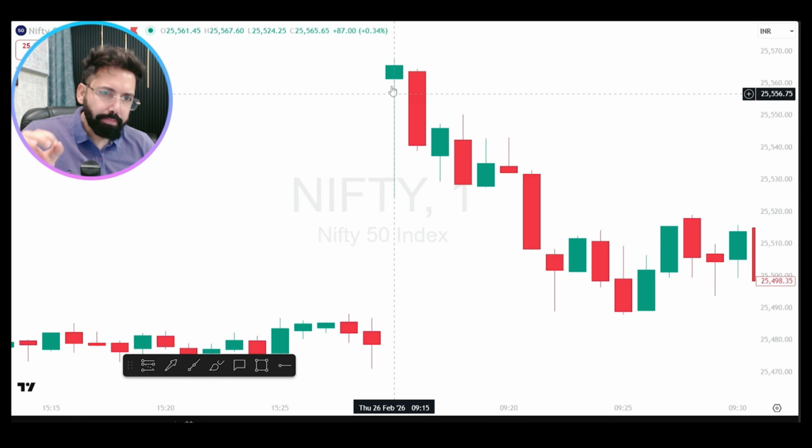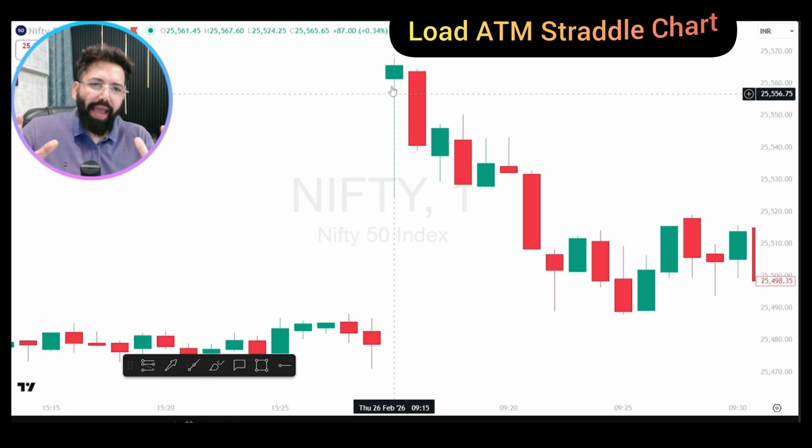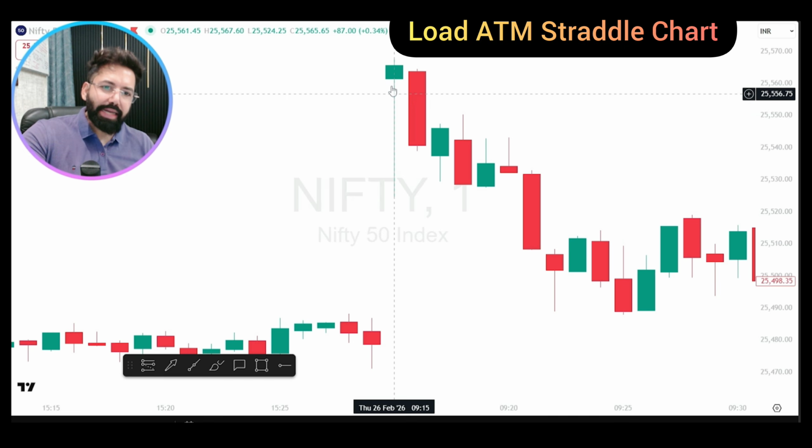This is a 1 minute candle. Some information which we see here is point number one, market opened at 25,561. This is an opening tick of Nifty. That means at the money becomes 25,550 call and 25,550 put. What we got to do is we got to make a straddle chart of 25,550 call and 550 put exactly on 9:15, the opening tick in a 1 minute candle.